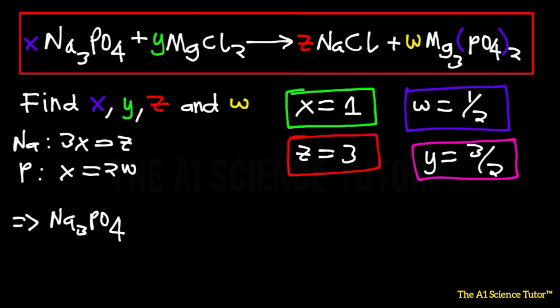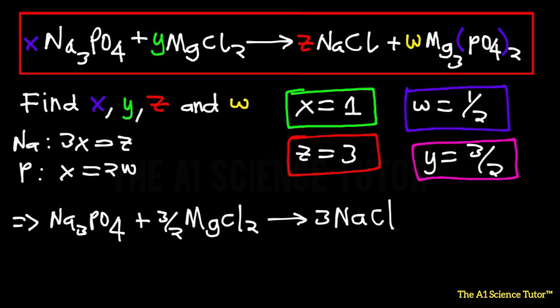So this is sodium phosphate. Then y is 3/2, and then you have MgCl2. And then z is equal to 3, so that's sodium chloride. Plus w is a half, so that will be a half Mg3(PO4)2.